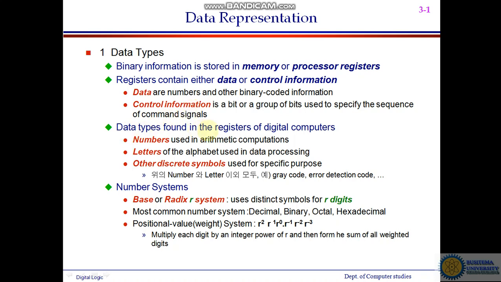Data types found in the registers are numbers, letters, and other discrete symbols, like you see here. This is for a number, and this is for a gray code. We talked about gray code in the previous lecture. Now, a number system has a base or radix, and uses distinct symbols for its digits. We shall look at this in detail.